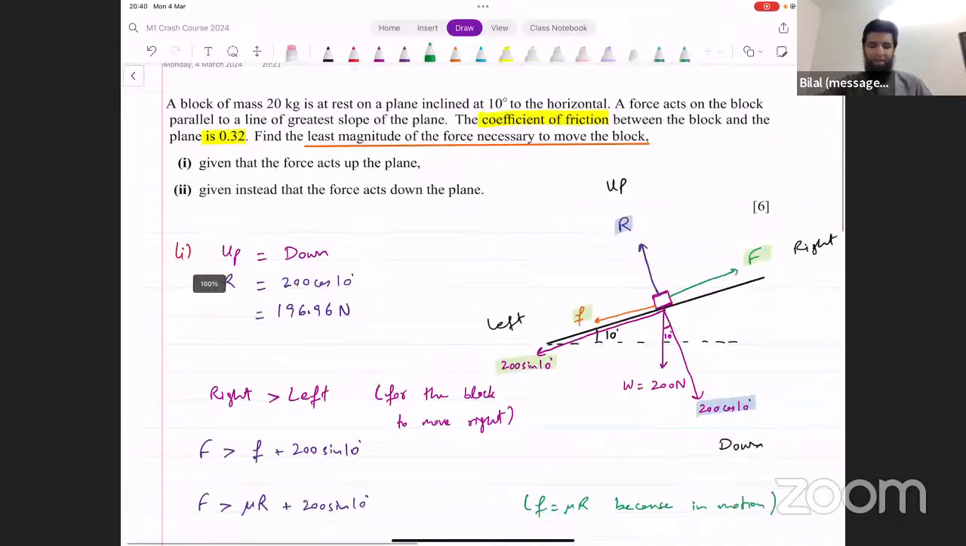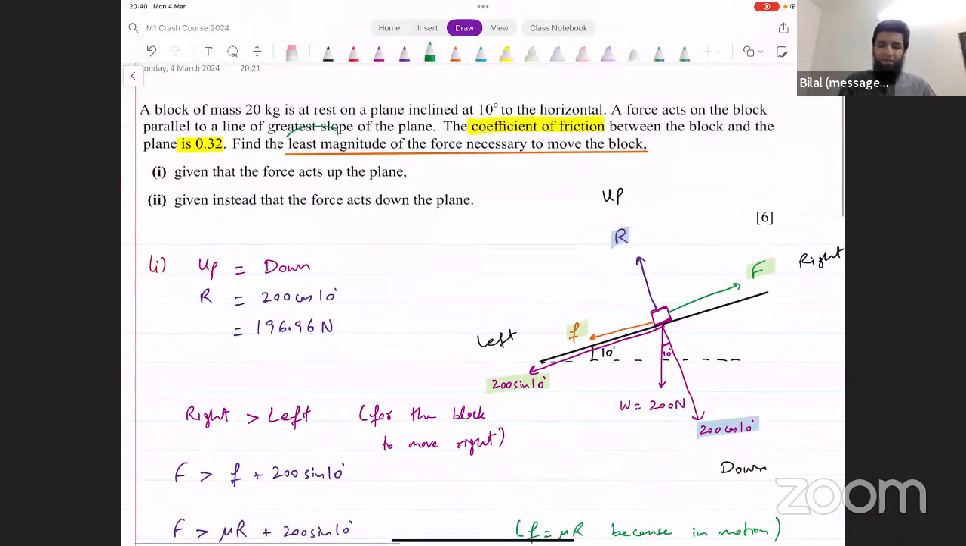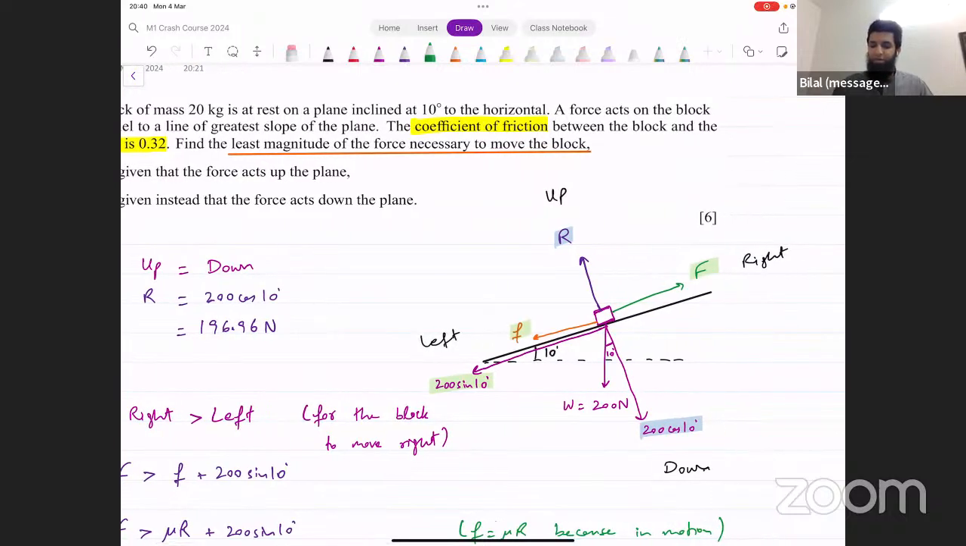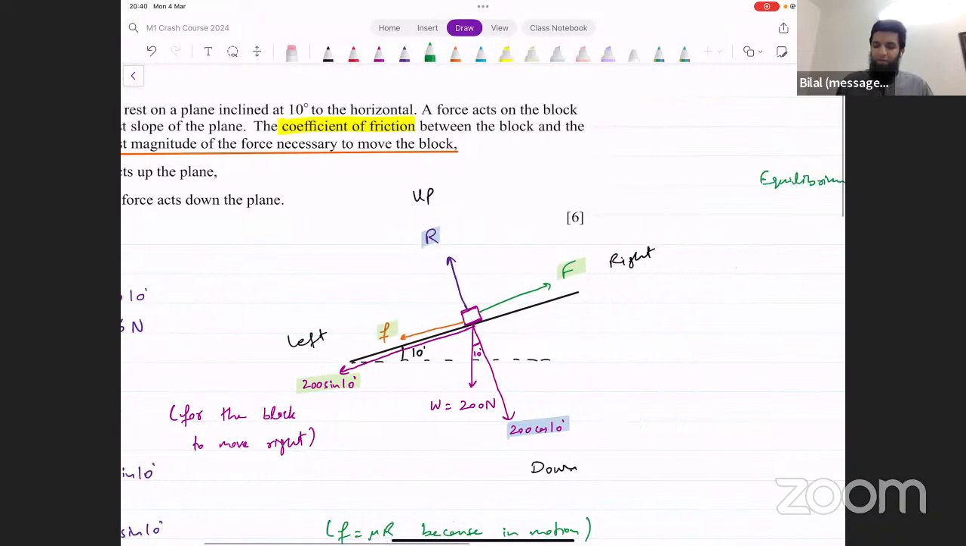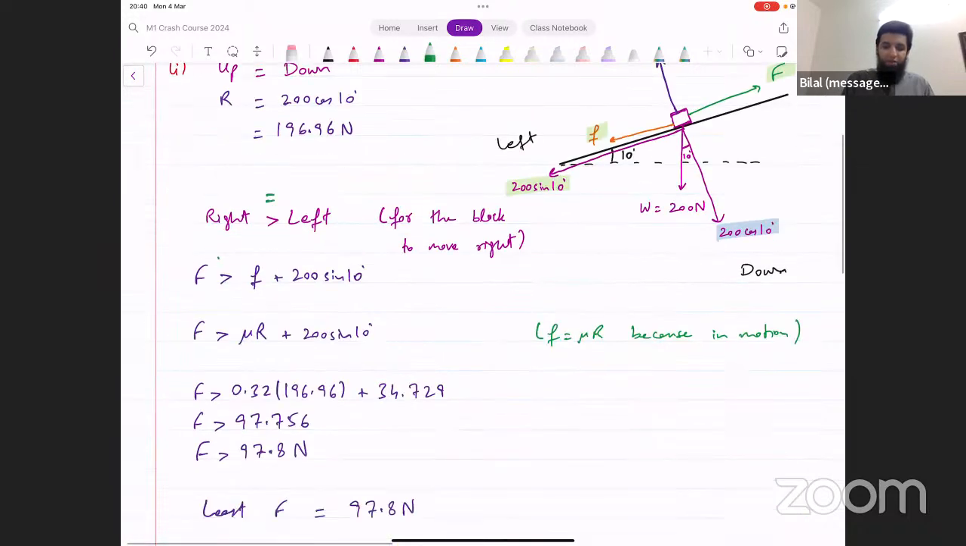So instead of using inequalities like this, we could think of it like this as well. Since we're looking for the least magnitude of the force necessary to move the block, we could say, let's consider this as a case of limiting equilibrium with the block just about to move to the right side. And then you could treat this as an equation like this.